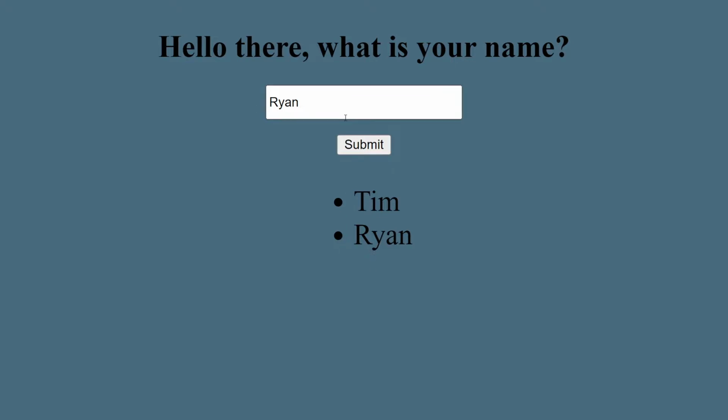If I type again, Ryan, let's say, I submit again, it gets added to the list, right? So we're going to have a list of names, right? So I can add as many names as I want. They will get added to the list here. Okay, so I have opened my code editor and I have opened a folder, right?